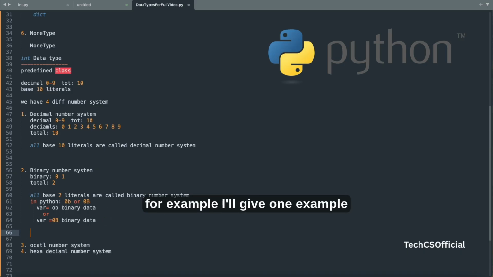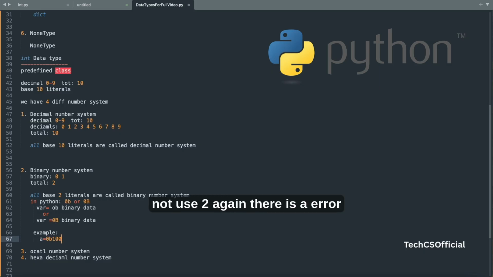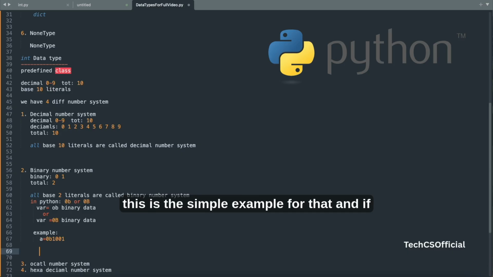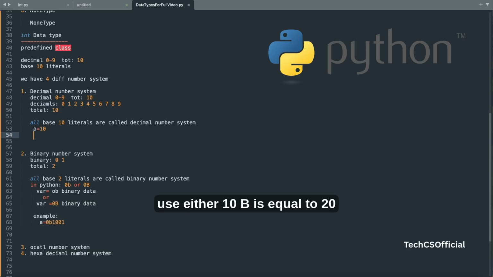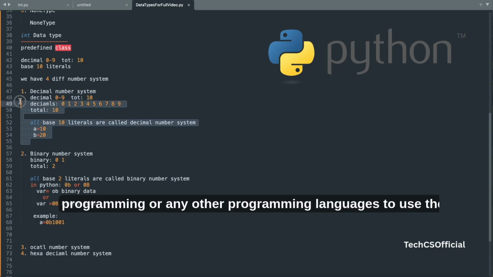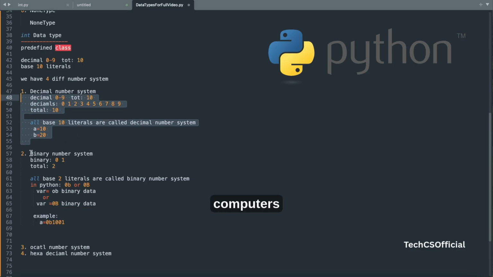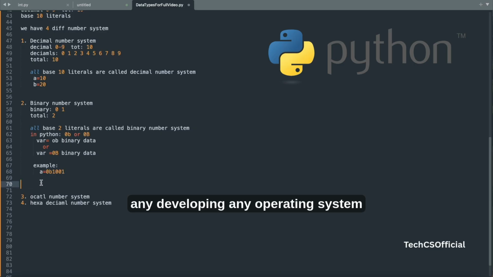Okay, I'll give one example: a is equal to 0b1001001. Do not use 2, again an error will come, only ones and zeros. This is the simple example for that. And if you consider the decimal notation, you can directly use it, like b is equal to 20. This is the default number system in Python or any other programming language for day-to-day operations. And computers or OS systems use this when developing operating systems and all.